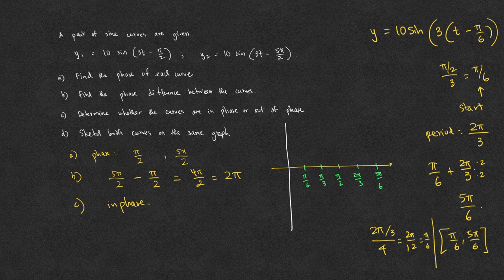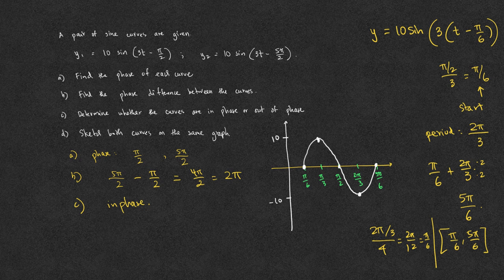The graph of sine starts in the middle, starting at pi over 6, and then high, and then back to the middle, and then low, and then back to the middle. The highest point is 10, because the amplitude is 10, and the lowest point is negative 10. Armed with these 5 points, we can connect them to form the sine curve. This is the graph of both curves actually, because they are in phase.